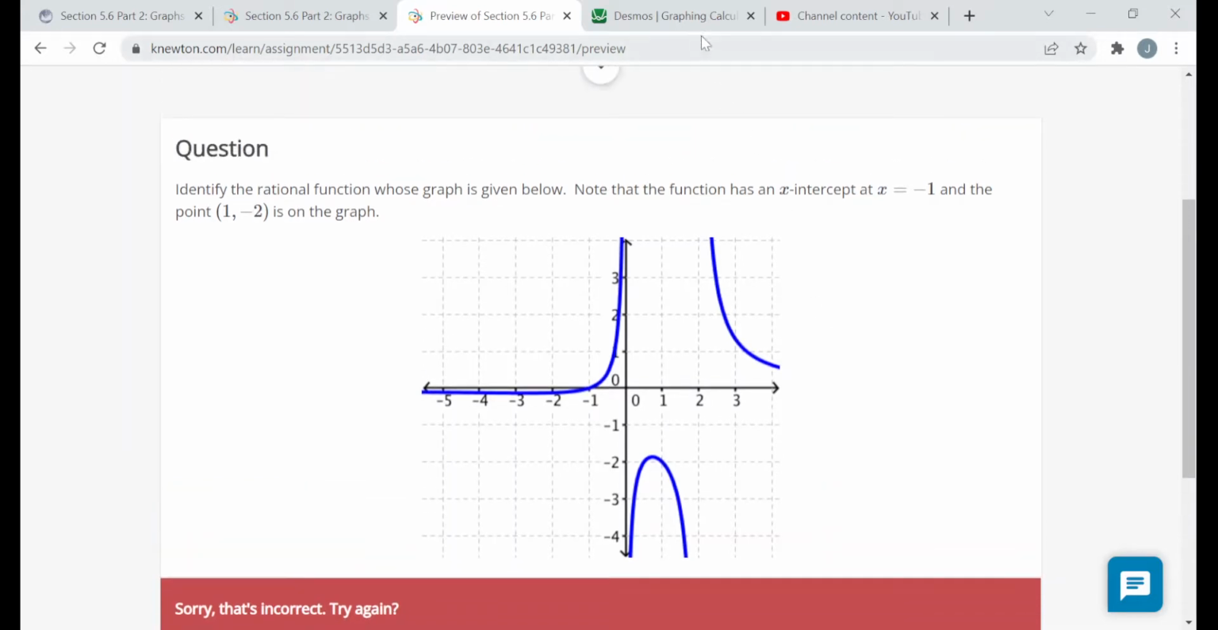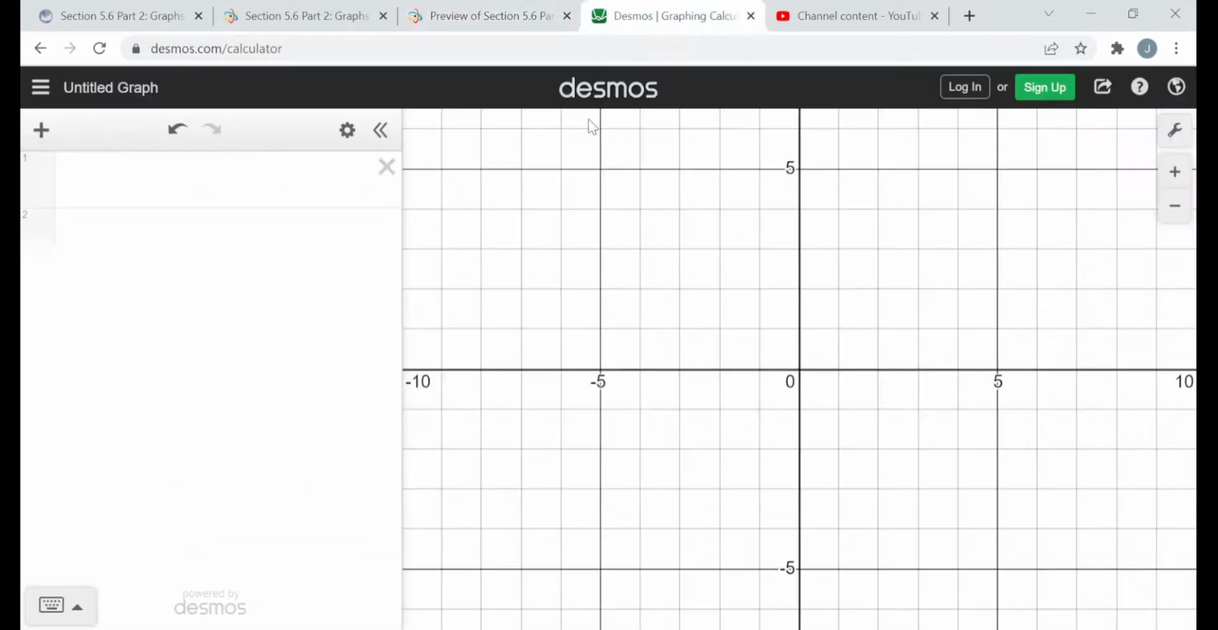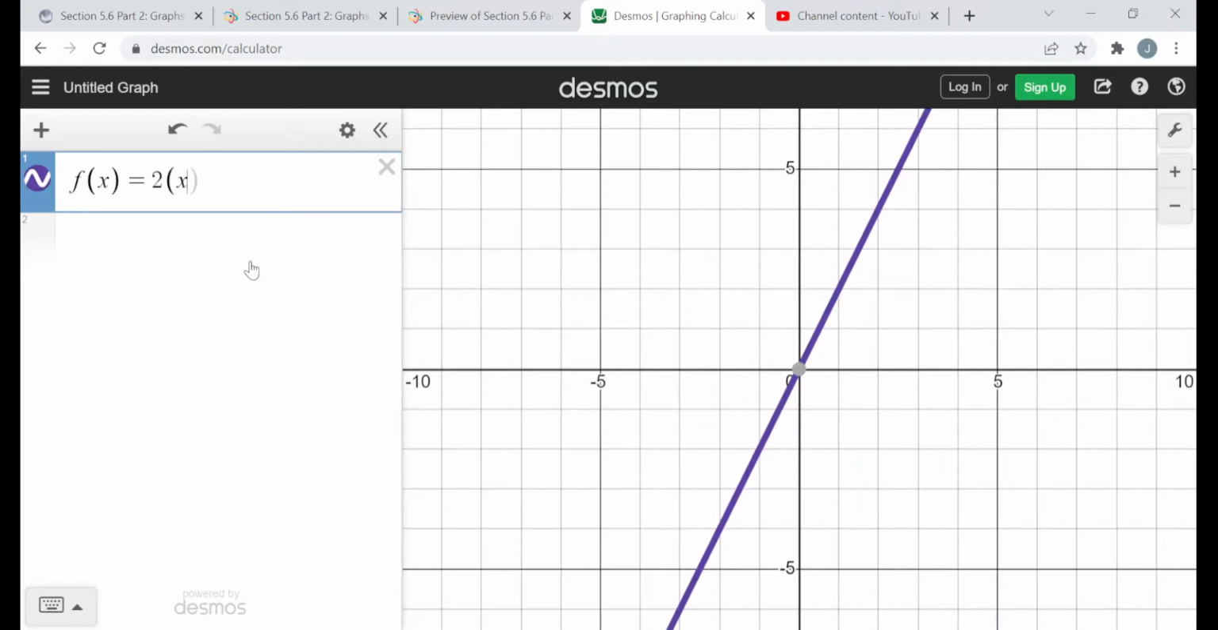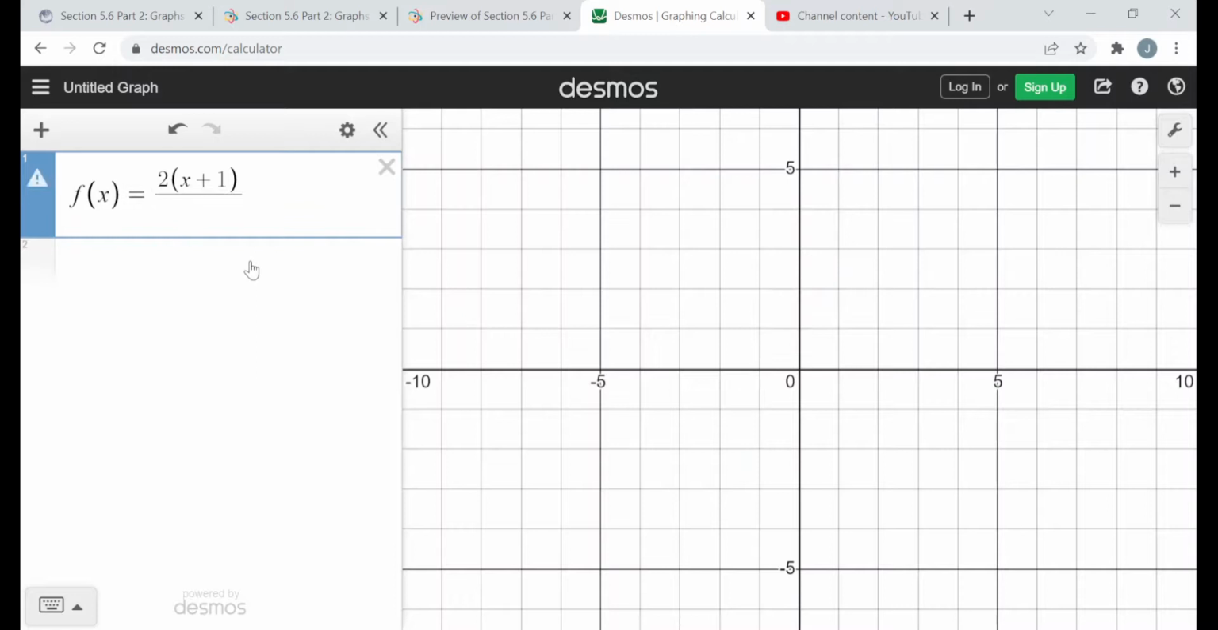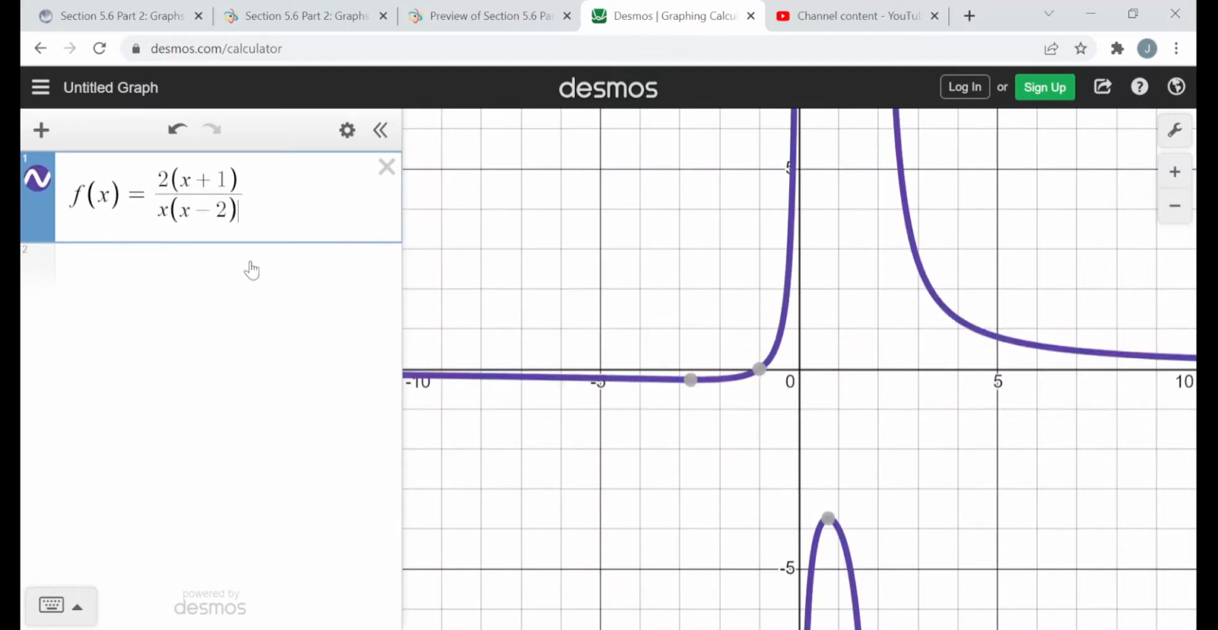You know what, let me go to Desmos and see what this graph looks like. The graph of the function I just wrote. 2 times the quantity x plus 1 divided by, and then x times x minus 2. And see, it's got the point 1, -2 on it. Or no, it doesn't. Why?